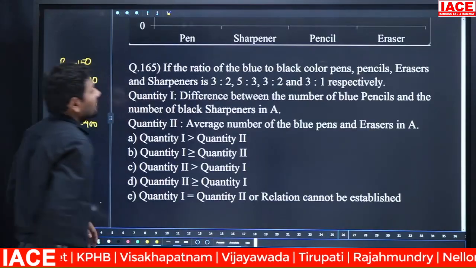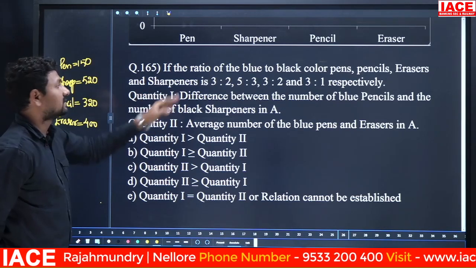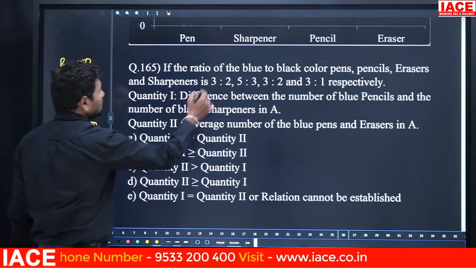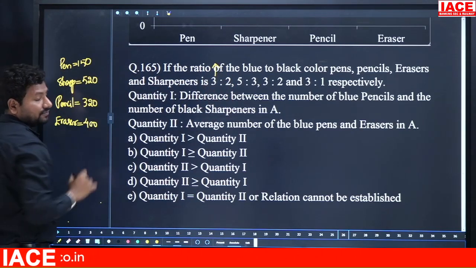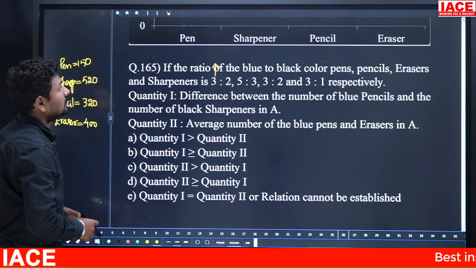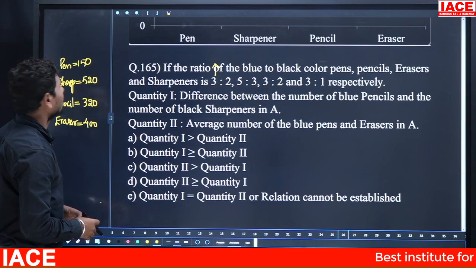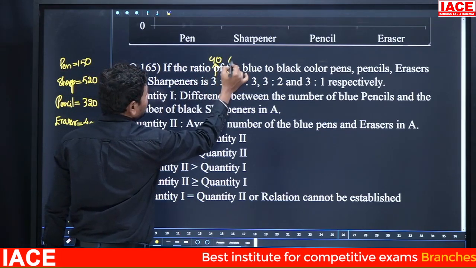Look at it: the ratio of blue to black pens, pencils, erasers and sharpeners is 3:2. 3 parts plus 2 is 5 parts. 5 parts is equal to 150, then 3 parts is equal to 90 and 2 parts is equal to 60.